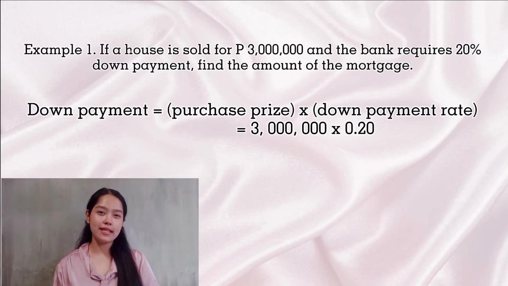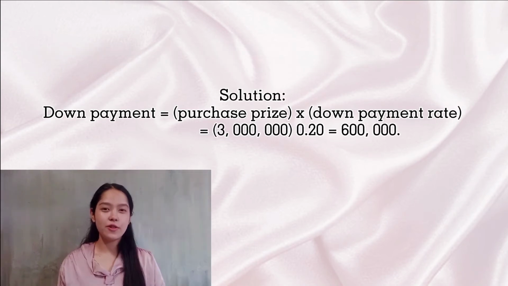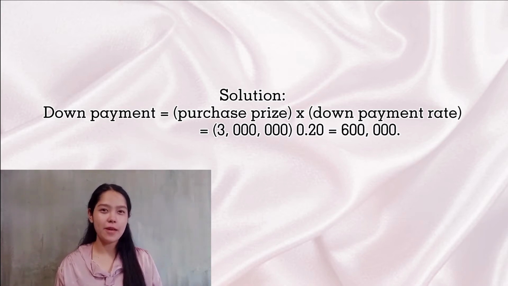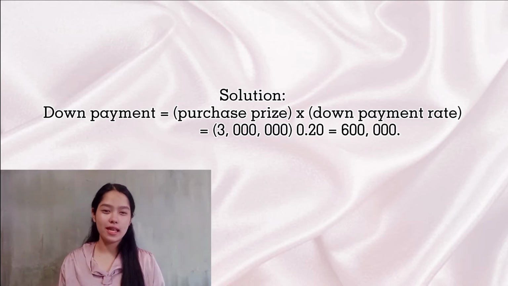Let us find the values, then substitute to the given formula. Purchase price is 3 million, down payment rate is 20% or 0.20. Solution. Down payment is equal to purchase price 3 million times down payment rate 0.20, which is equal to 600,000.